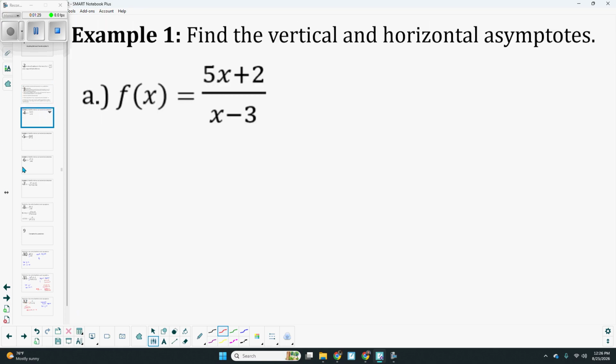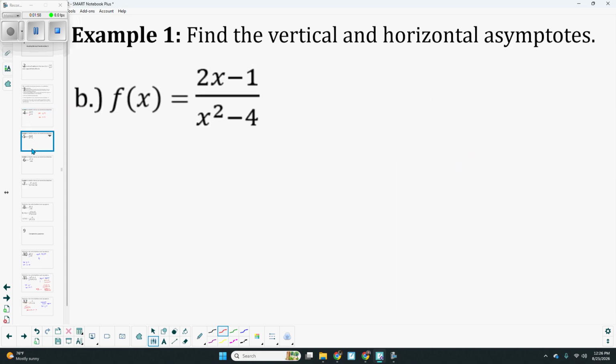So for example 1, we're just going to find the asymptotes. So these are even degrees, right? This is to the power of 1, this is to the power of 1. So my horizontal asymptote will be the 5 that's in front over the 1 that's in front, and 5 over 1 is 5. My vertical asymptote is whatever makes the denominator 0, so that would be x is 3.